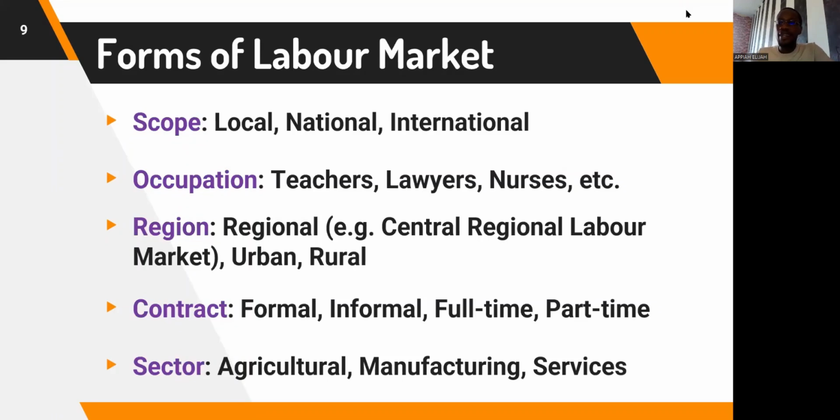Now, when we want to identify the forms of labor market, we can identify forms of labor market in terms of scope, occupation, region, contract, and sector. So when we talk about the scope of labor market, we are referring to whether a labor market is actually local. For instance, you can think of a market where we are trading labor within a local community. That is going to be a local labor market. If we are looking at the trade of labor in the national context, we have a national labor market.